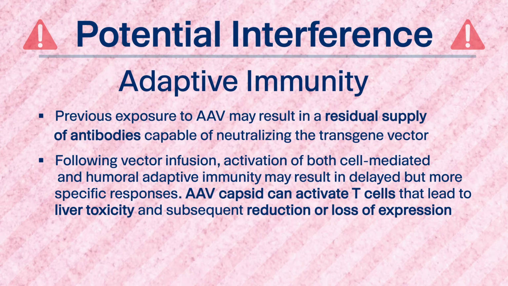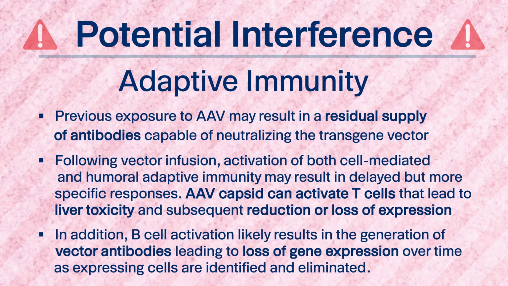AAV capsid can activate T cells that lead to liver toxicity and subsequent reduction or loss of expression. In addition, B cell activation likely results in the generation of vector antibodies, leading to loss of gene expression over time as expressing cells are identified and eliminated.